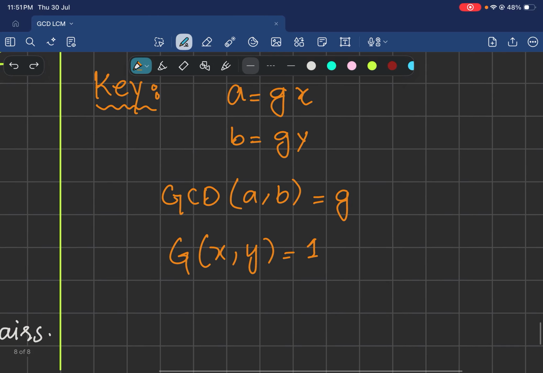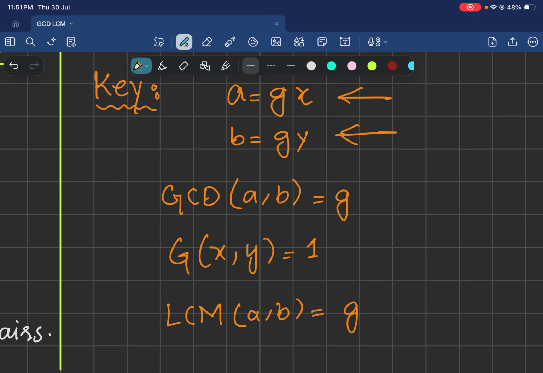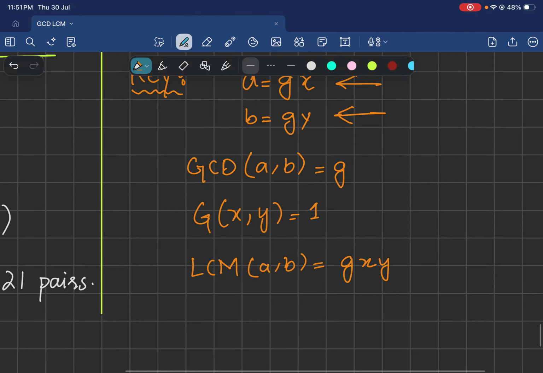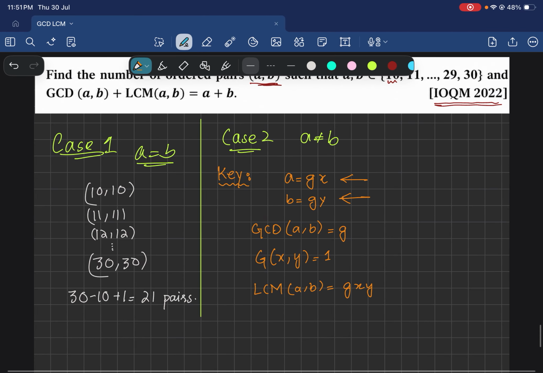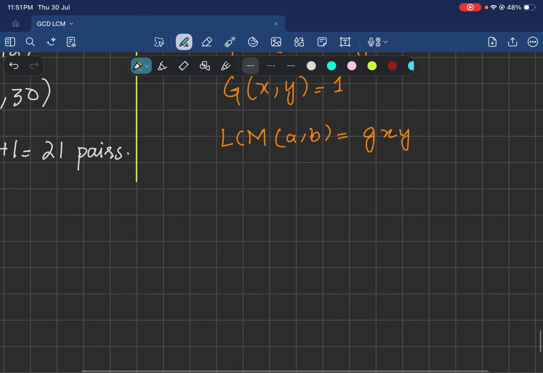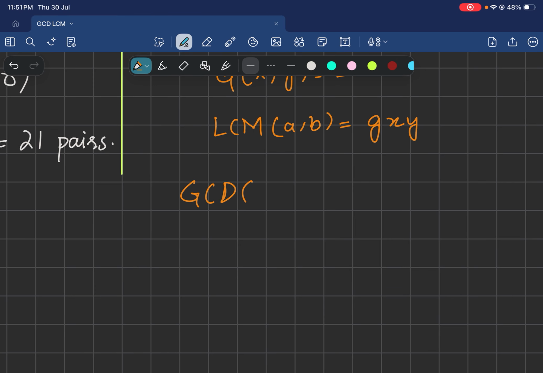So this is the trick that we do with A and B. We declare the values with some GCD. And also we know that LCM of A and B will be G, which is the GCD, times all the numbers that are not common, G X Y. So I plugged this back into the relation that was given: GCD of A, B plus LCM of A, B is equal to A plus B.